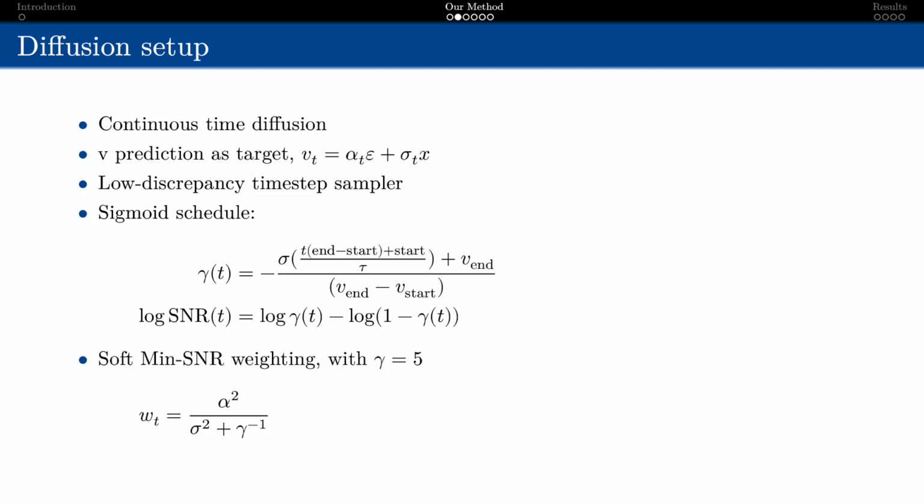Recently, a soft version of this weighting has been introduced by Crowson et al. to avoid a hard cutoff. We have adapted this to the variance-preserving version.